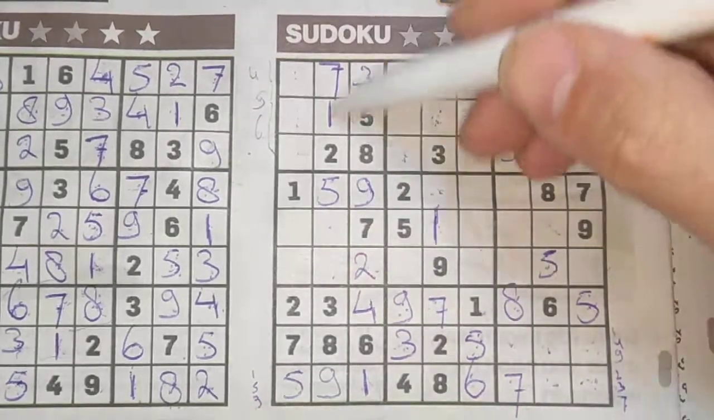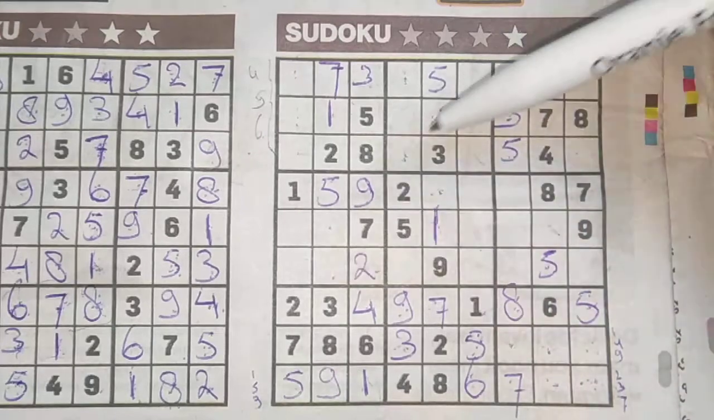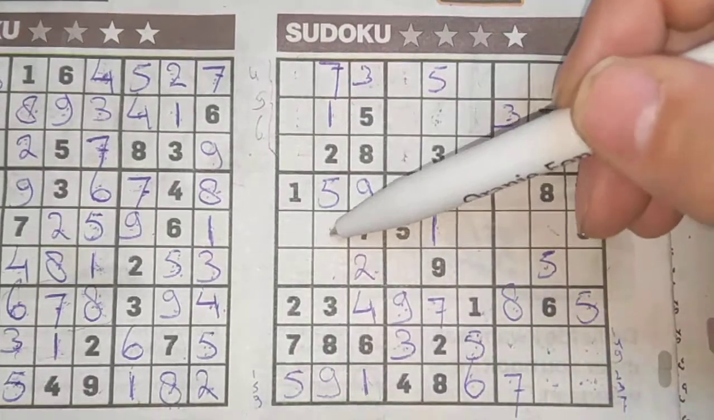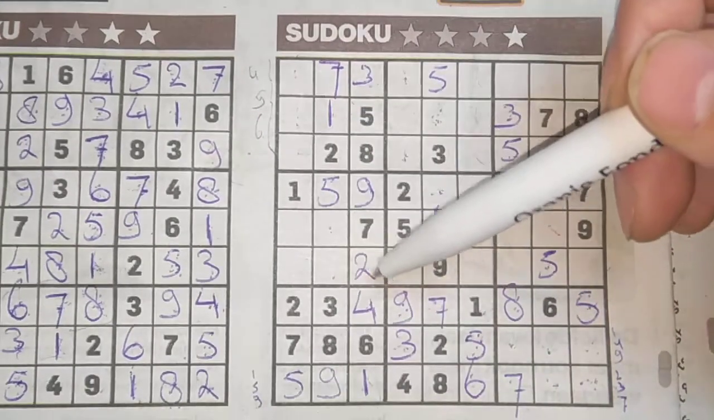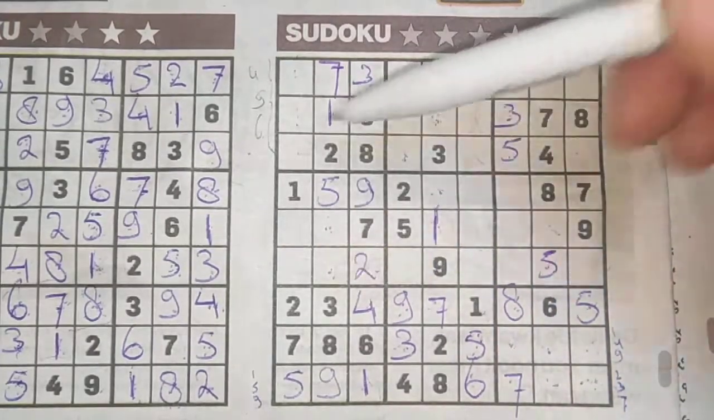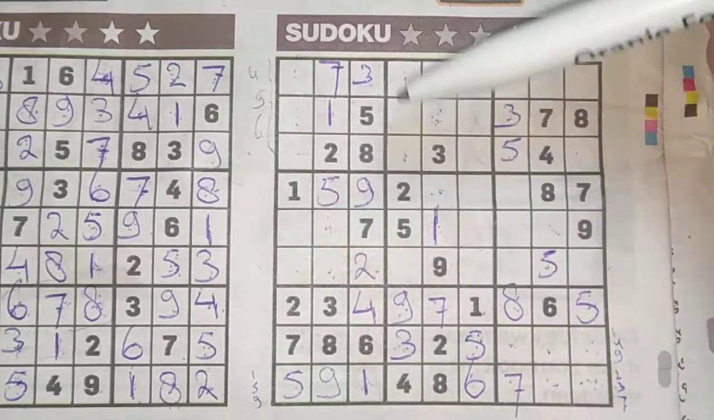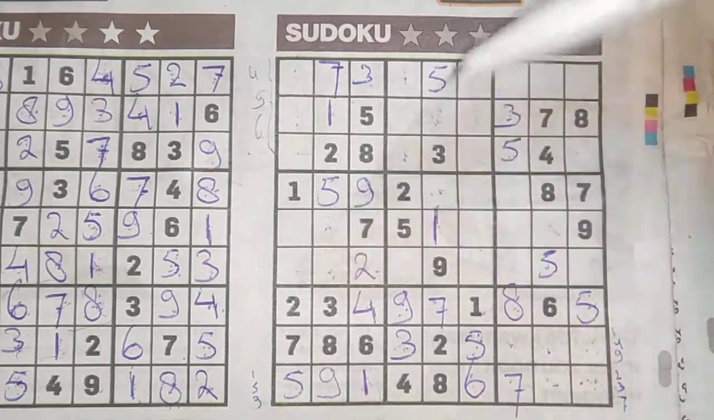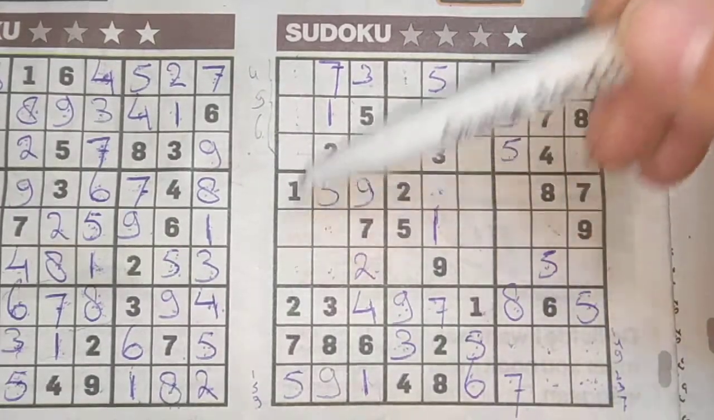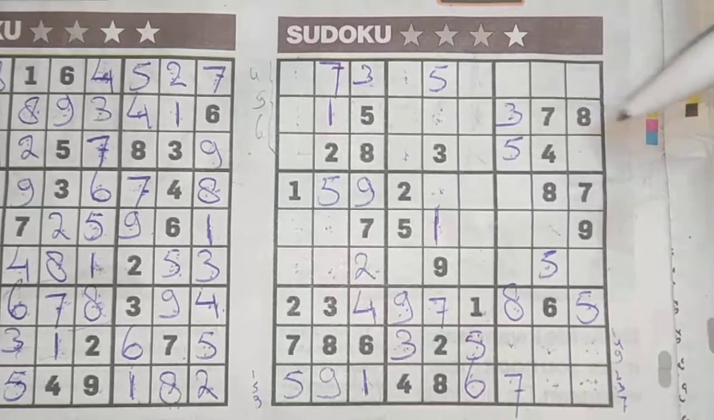These 2 numbers in the second row for the numbers 6 and 4. I cannot fill this yet, need to wait. 6 and 4, that means these 2 boxes are left for the 3 and the 8. 3 and 8. Cannot fill this yet.